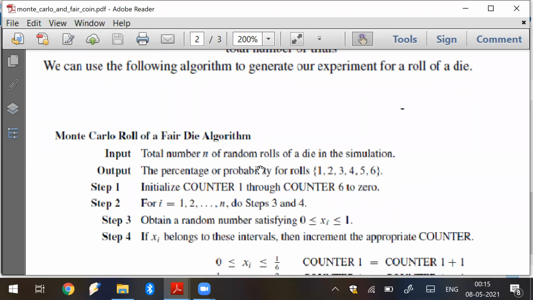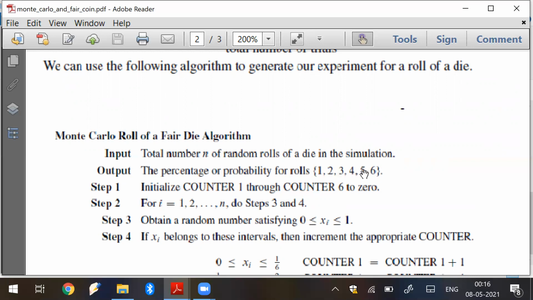Now comes the algorithm. Okay, so as we have done before, what will be the input? How many times you are rolling the die. So the total number n of random rolls of a die in the simulation. What is the output? I need the probability. Probability of what? Probability or percentage, the same thing, for rolls of 1, 2, 3, 4, 5, 6.